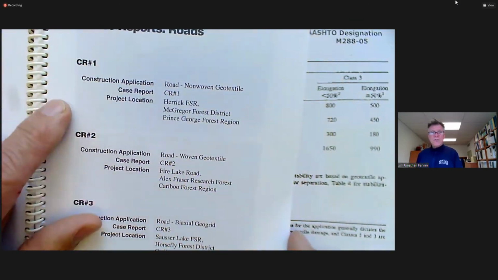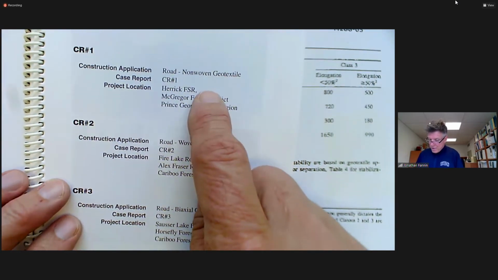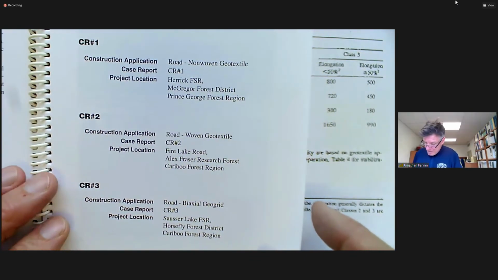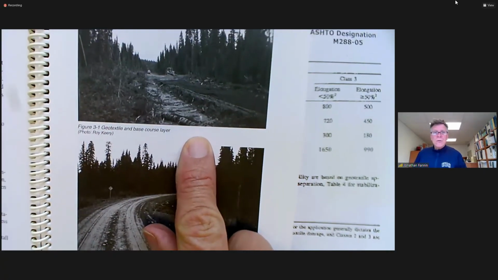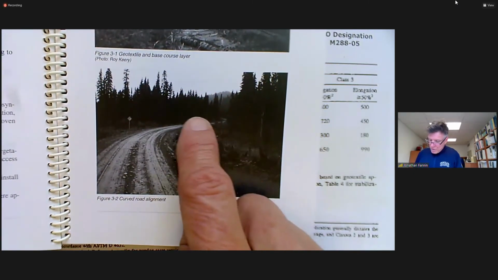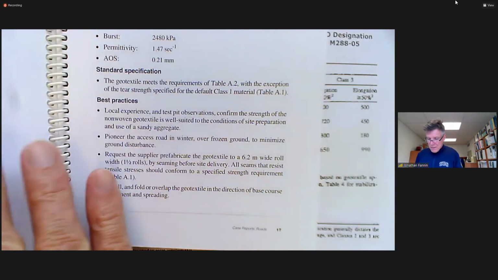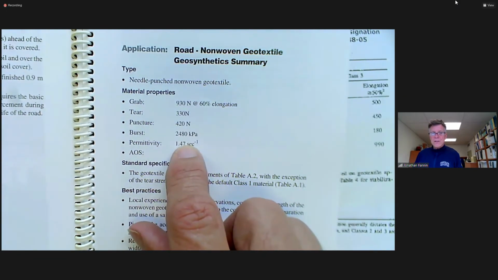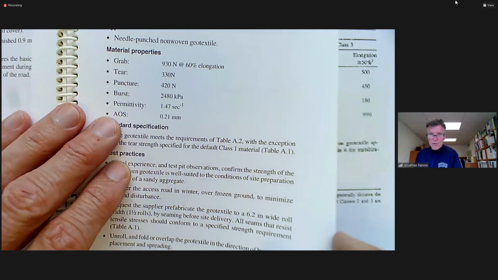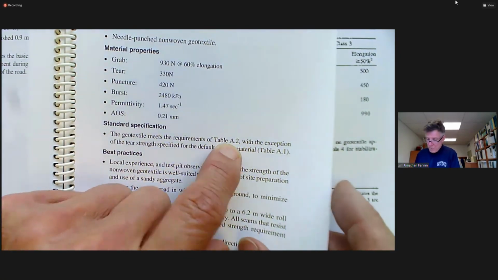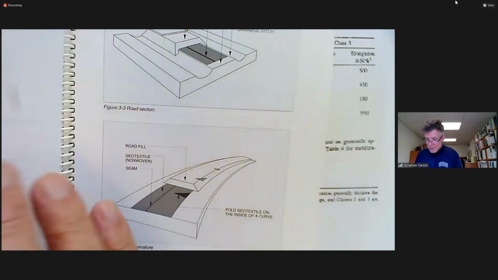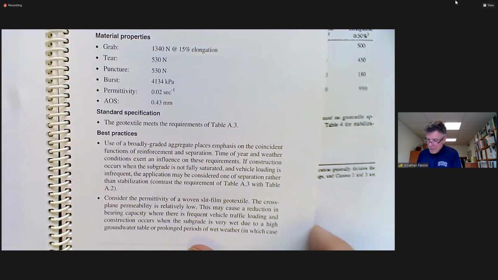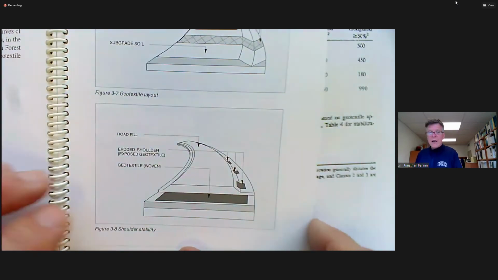We did a bunch of case reports, chasing around the far-flung regions of British Columbia. It was a lot of fun as a young academic, and kept me very honest. We went out to these sites and looked at the roads. We looked at the grab, puncture and tear strength of the materials that were used. We looked at the permittivities, the AOS. We went into the construction records, the materials that were purchased. And then we looked at whether or not the geotextile met the class 1, class 2. We did that there, and we did it here, and got the material properties and looked at the applications.